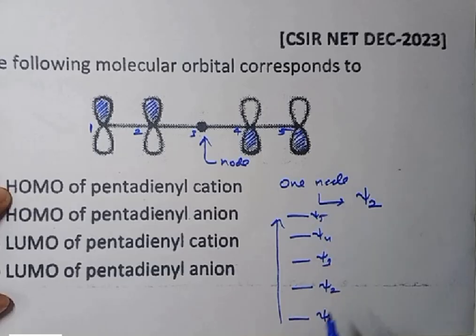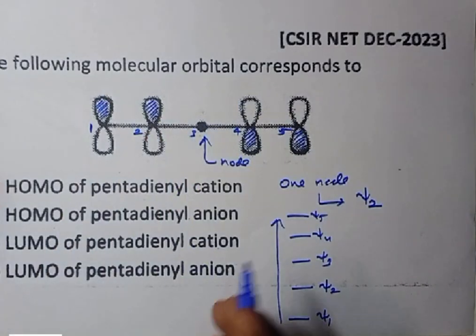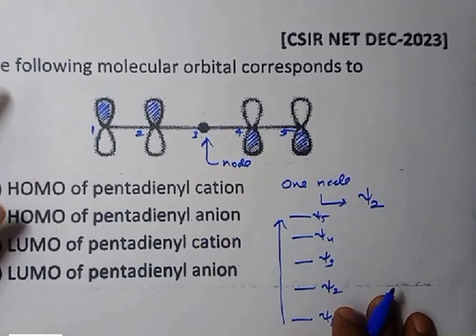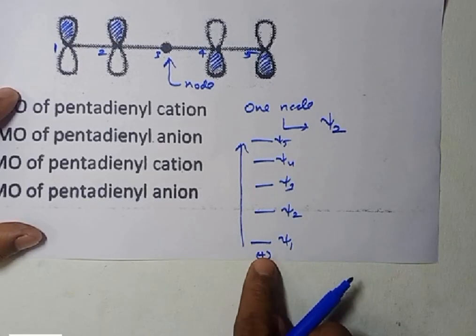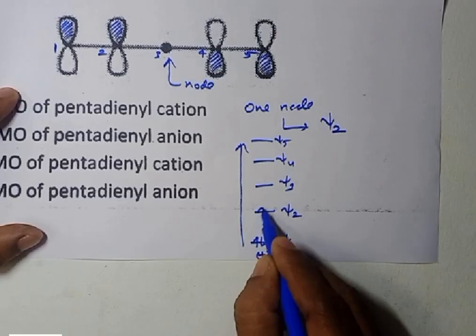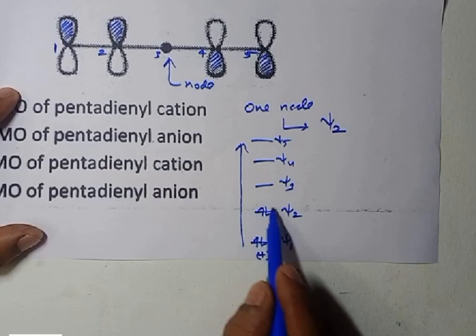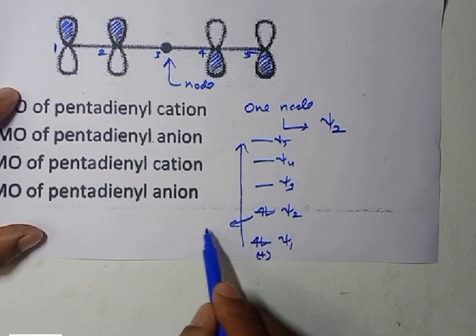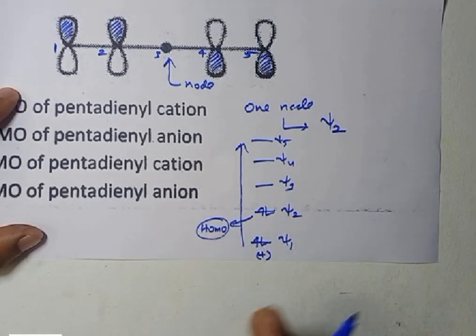Now, listen, suppose it is a cation. If it is a cation, it has only 4 electrons. Let me write here, listen. Let me put just a plus symbol. Plus means cation. If it is a cation, there should be only 4 pi electrons. So I place 2 here and 2 here. So, listen, this is the highest occupied, correct? In the case of a cation, this is the highest occupied molecular orbital. So psi 2 is nothing but the highest occupied molecular orbital if it is a cation.